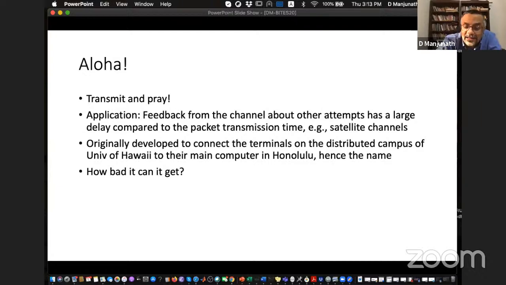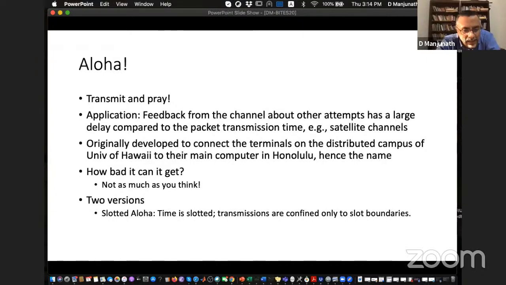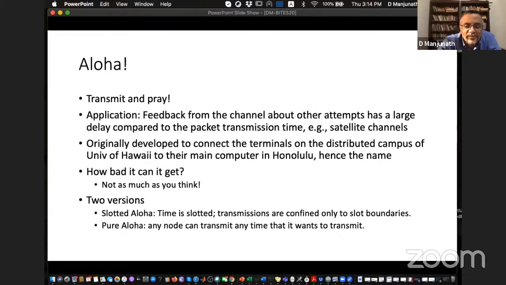So given what looks like a very strange scheme, the question to ask is, how bad does it get? Frankly, it doesn't. You can quickly do an analysis and show that it doesn't get as bad as we think it is. If it is total chaos, does it really become that much of a chaos? I'll give you an analysis of that later. There are two versions of this protocol. One is slotted Aloha, where time is divided into frames and you start transmitting only at the beginning of a frame. The other is pure Aloha, where anybody who wants to transmit can do so at any time, with no synchronization of clock or anything like that.